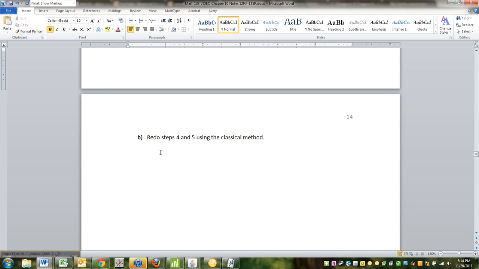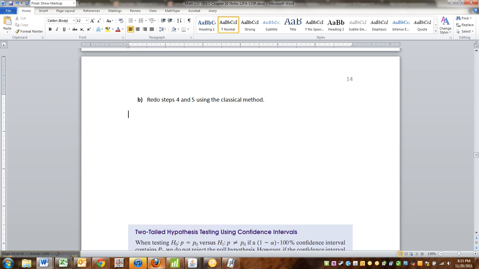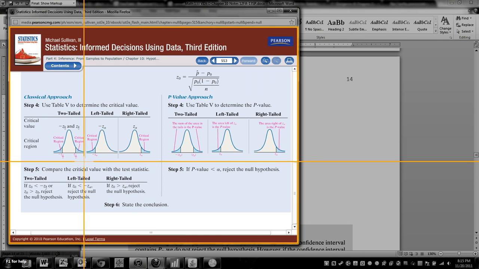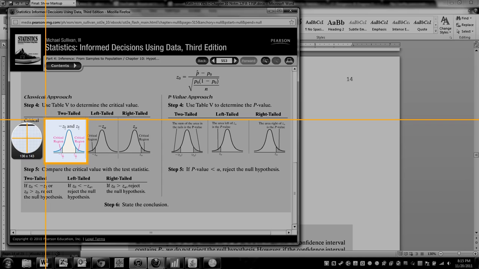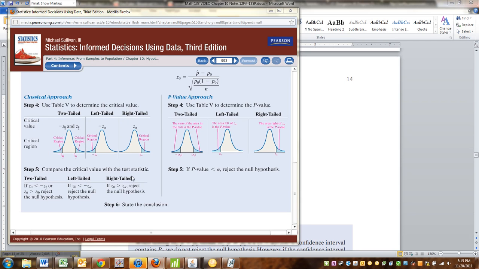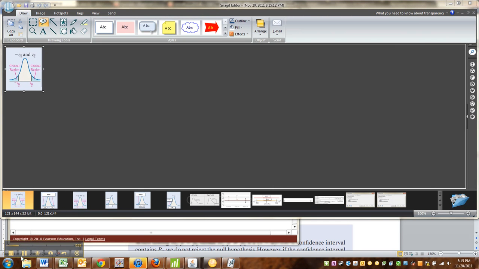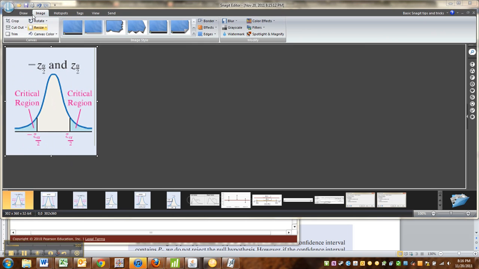All right, let's redo steps 4 and 5 using the classical method. First thing I'm going to do is go grab the picture of the classical method, which is right here. There, the classical method one. Okay, hold on one sec. All right, there it is, large enough for you to be able to see it.